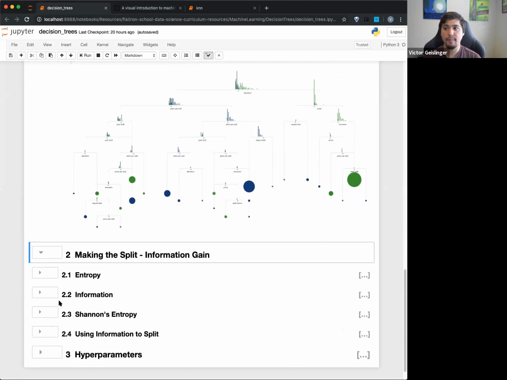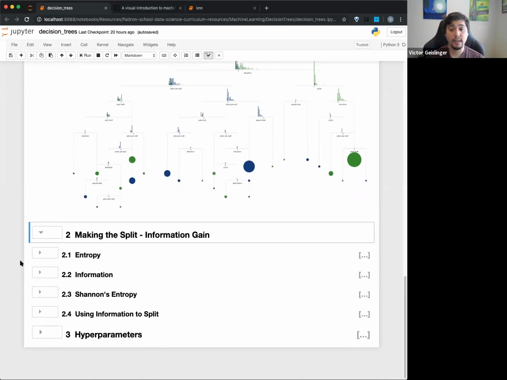And this is directly tied with entropy. If you had done a chemistry or physics class, you might have heard of entropy. We also have entropy in computer science and information theory. So this is where this kind of comes from.